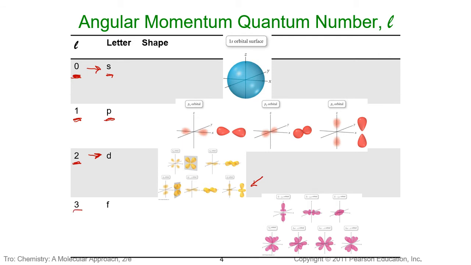If l is equal to 3, that is the f orbital. That is the 2 rows that are usually pulled out of the periodic table and put on the bottom. And it looks like most of the orbitals look like 8 balloons tied at the knots. We do have 3 shapes that have these toroids or the donuts around the middle. So the angular quantum number is related to the shape.